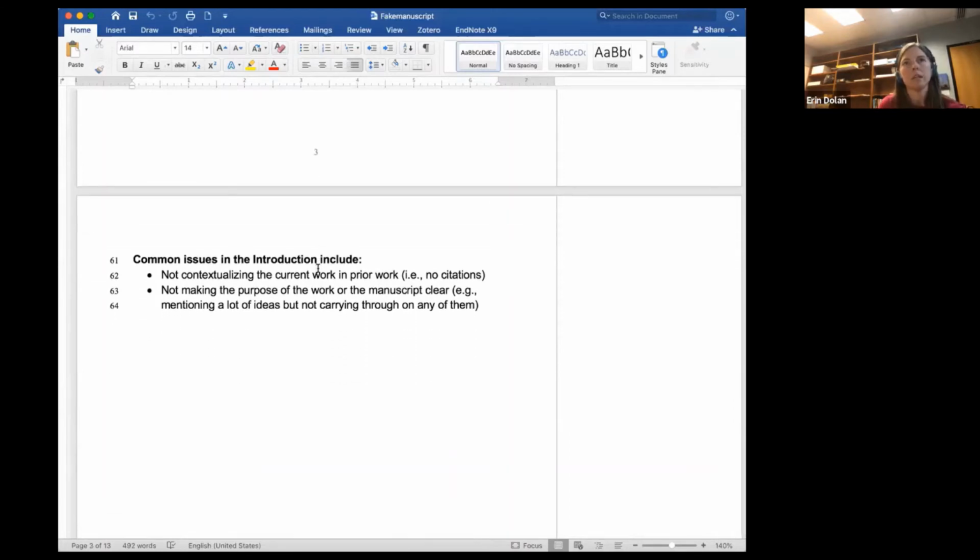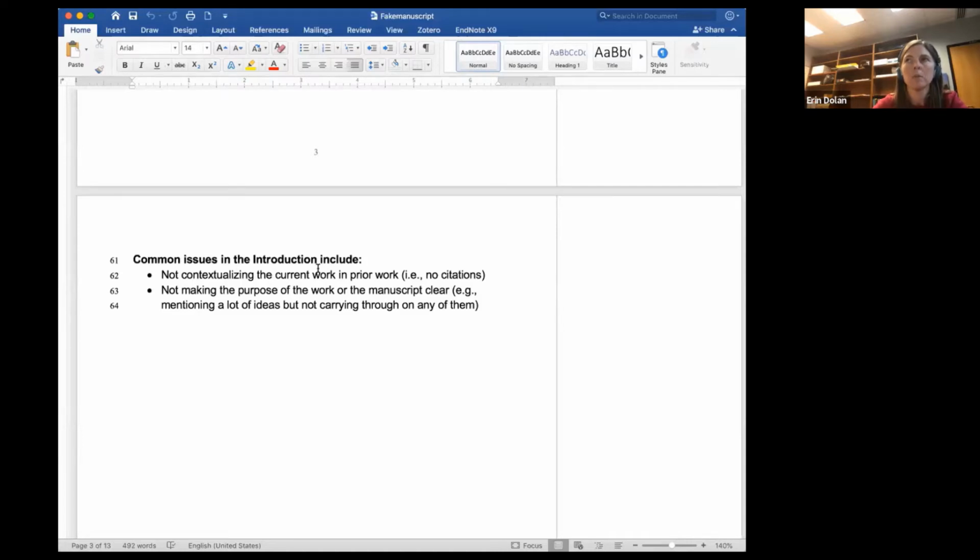Common issues we see in the introduction include not explaining any prior work that serves as context for the work that you've done. A flag from an editorial perspective would be, for example, the inclusion of no citations of references, or very few citations of references, which suggest that you don't have a good sense of how your work fits into a broader body of work. And then also not making the purpose of the work or the manuscript clear.